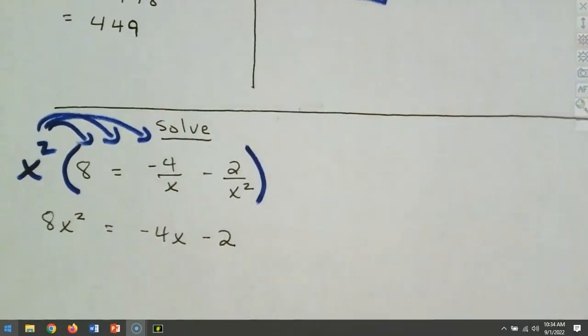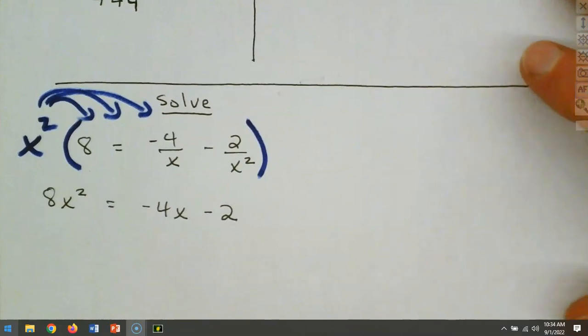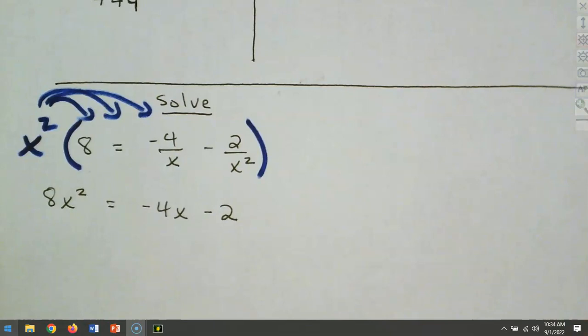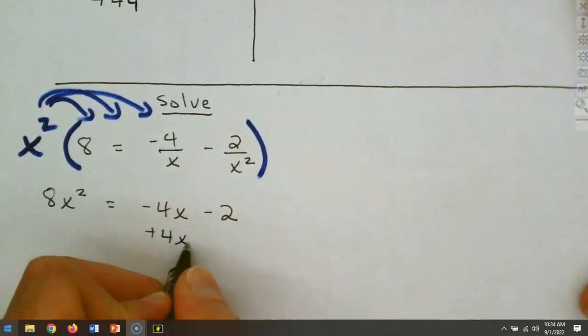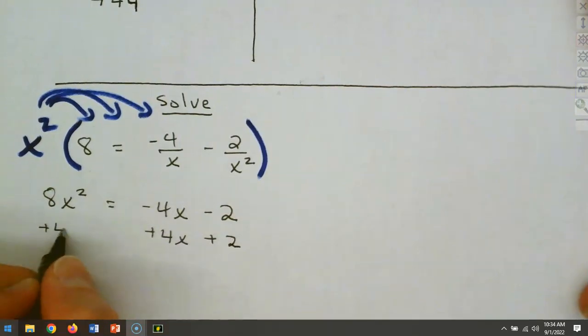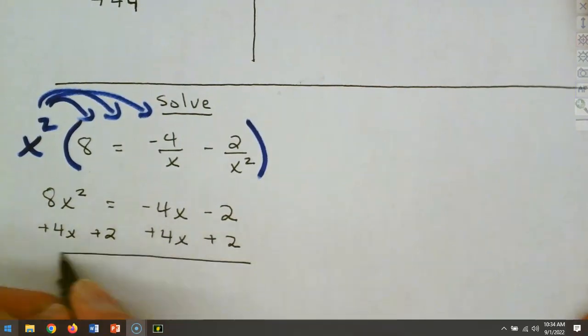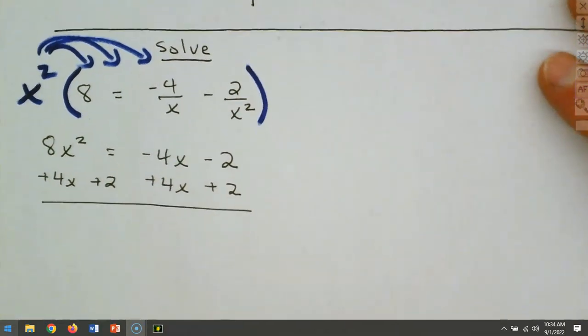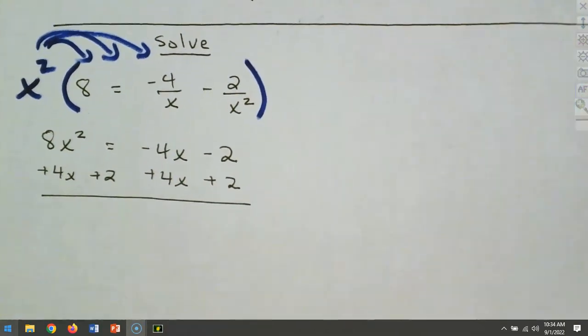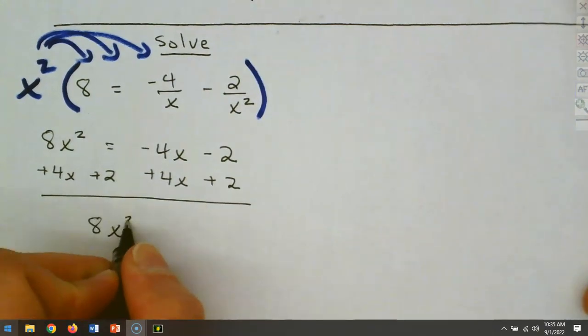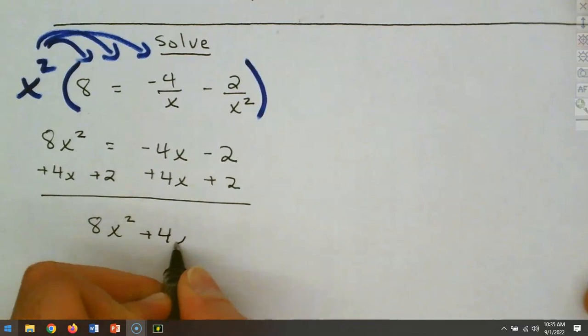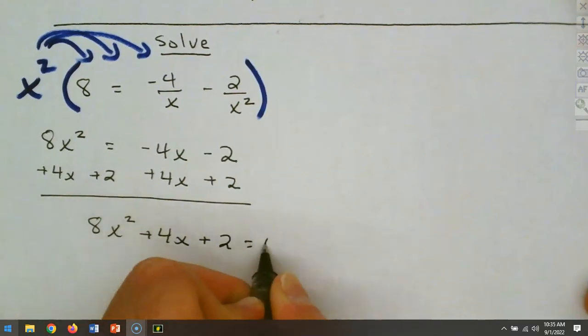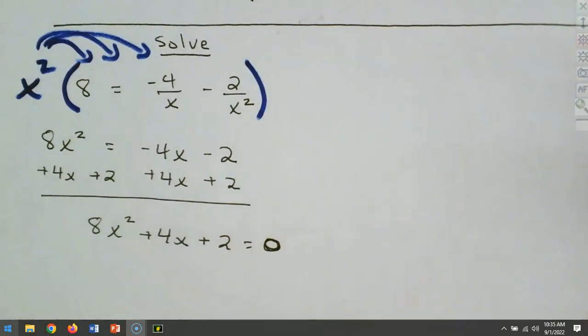Now, what do we need to do from here? We're going to be using the quadratic formula, so we need to set this equal to what now? 0. So I'm going to add my 4x over, and your 2. And I picked this one on purpose because we're going to be able to reduce the numbers down in a moment. When I rewrite this, we have a 8x squared plus 4x plus 2 equals 0. We could work with this the way it is, but we would have to reduce it at the end.